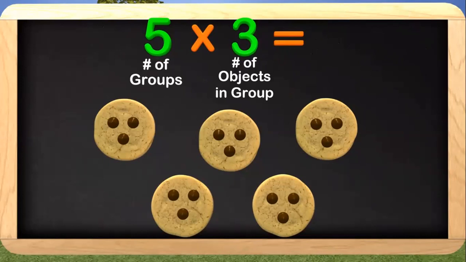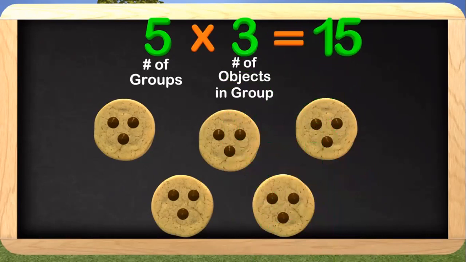These cookies show this concept. There are 5 cookies, and they are the number of groups. On each cookie, there are 3 chocolate chips, and they are the number of objects in each group. Can you please tell me how many chocolate chips there are in all? There are 15 chocolate chips.